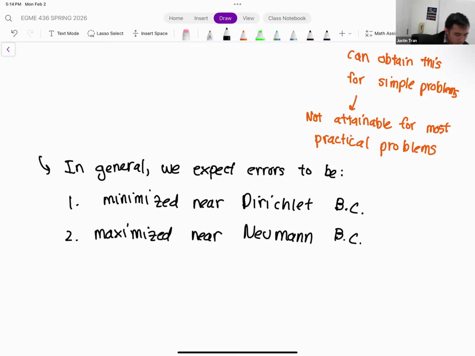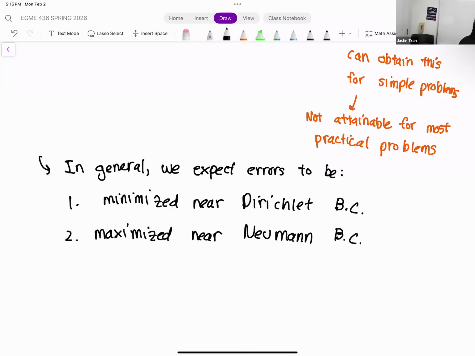On the other hand, we expect the errors to be maximized or greater in the ballpark of the Neumann boundary conditions. Okay. So since Neumann boundary conditions is a boundary condition on the derivative, it's not as strong of a specification. It's not as strong of a boundary condition as Dirichlet. And so you expect the errors to be a little bit higher there as well.